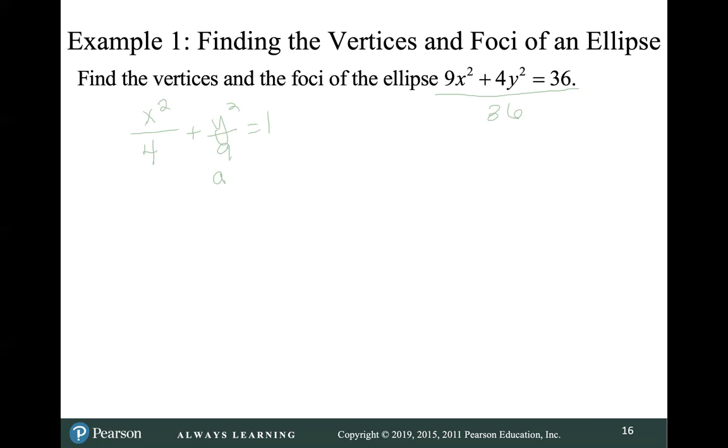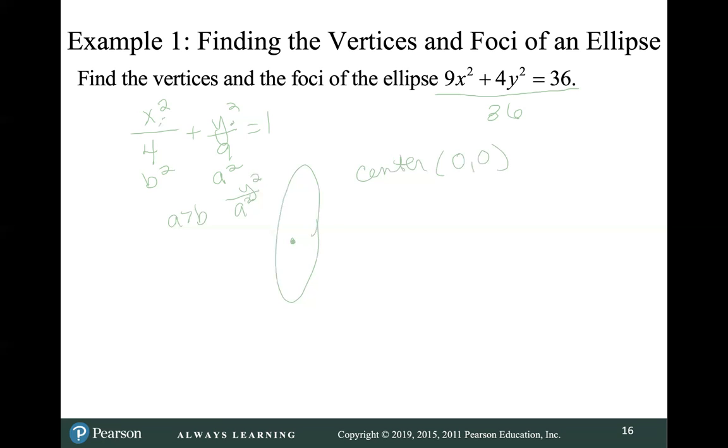Okay, the bigger one is a squared and this is b squared. Because my a squared is underneath y, I know a is bigger than b. And since a squared is under my y squared, I know that this is a vertical ellipse. I'm going to draw that a little bit better. Okay, center, to find the center, I want h and k. We haven't even really talked about h and k yet, but we know that they would be attached to the x and y. So I know that my center is 0, 0.